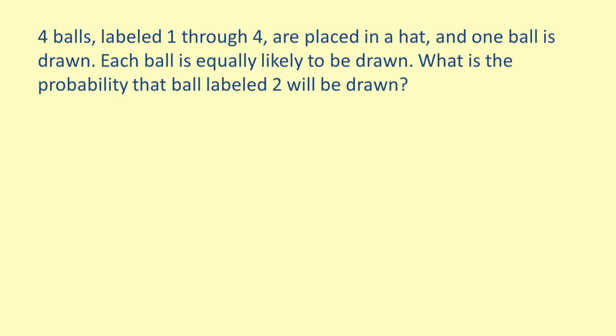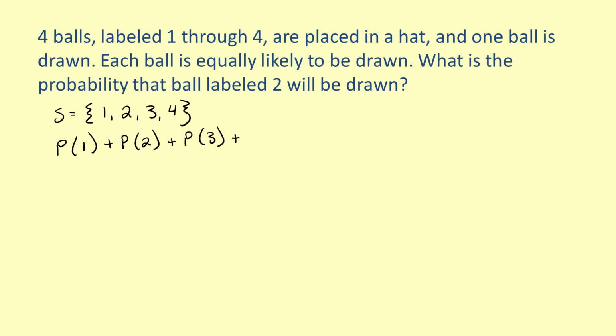The sample space of an experiment is a set of all possible outcomes. In this case, the possible outcomes for the number on the ball drawn from the hat are 1, 2, 3, and 4. This is our sample space S. Based on the rules of probability, we know that the sum of all possible probabilities must be equal to 1. So, the probability of 1 plus the probability of 2 plus the probability of 3 plus the probability of 4 equals 1.